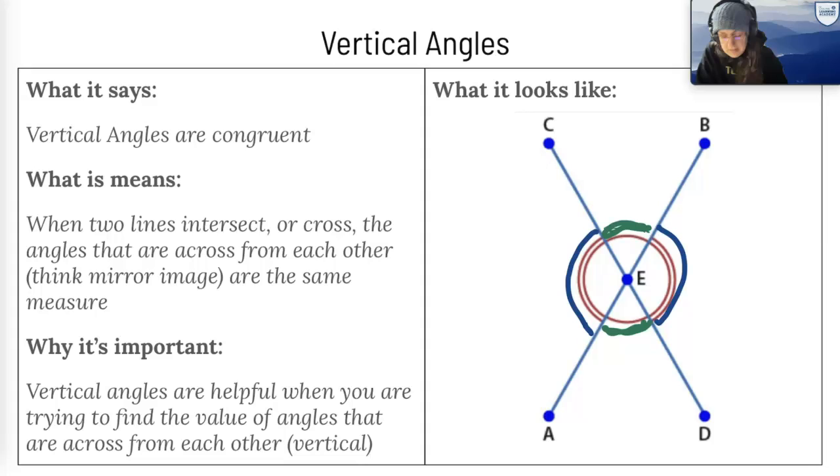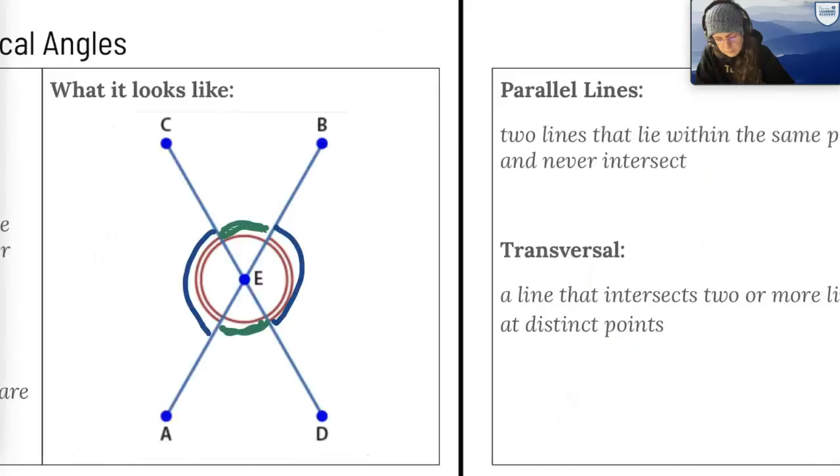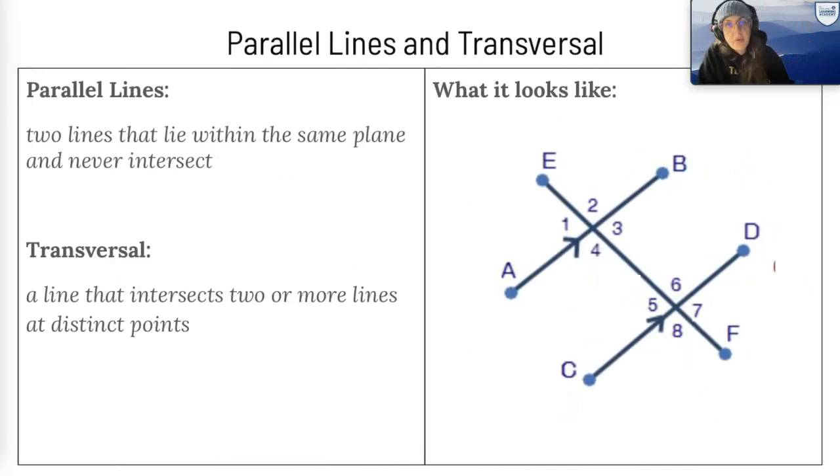So vertical angles are congruent, across from each other. Boom, moving on. We're done. Did you write that down?